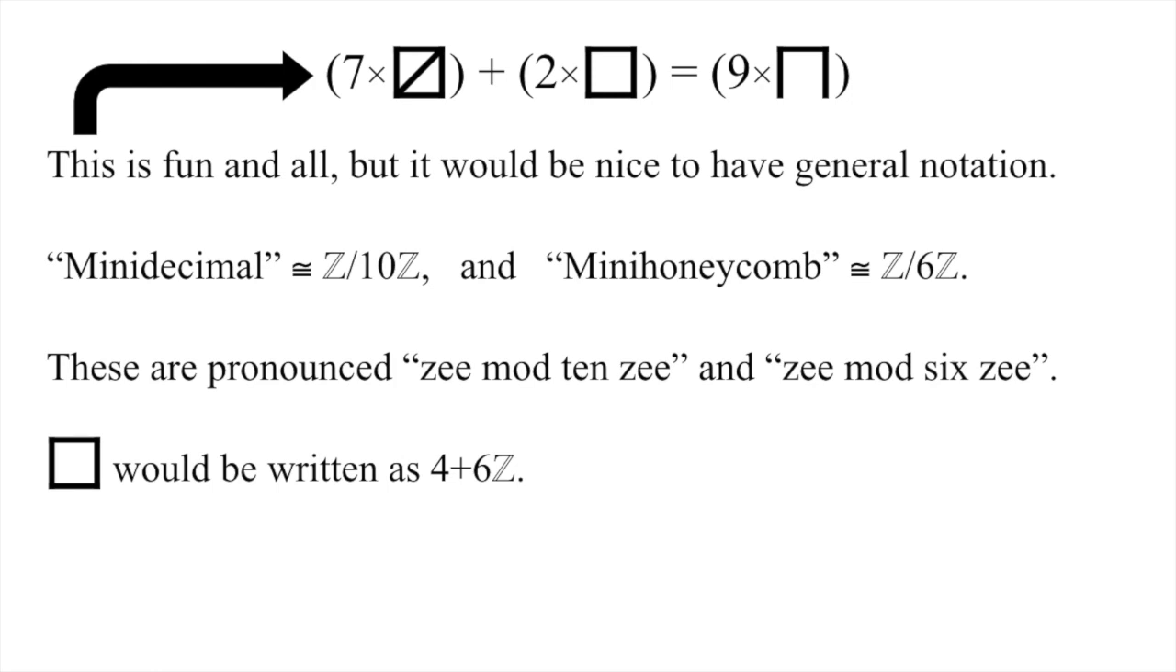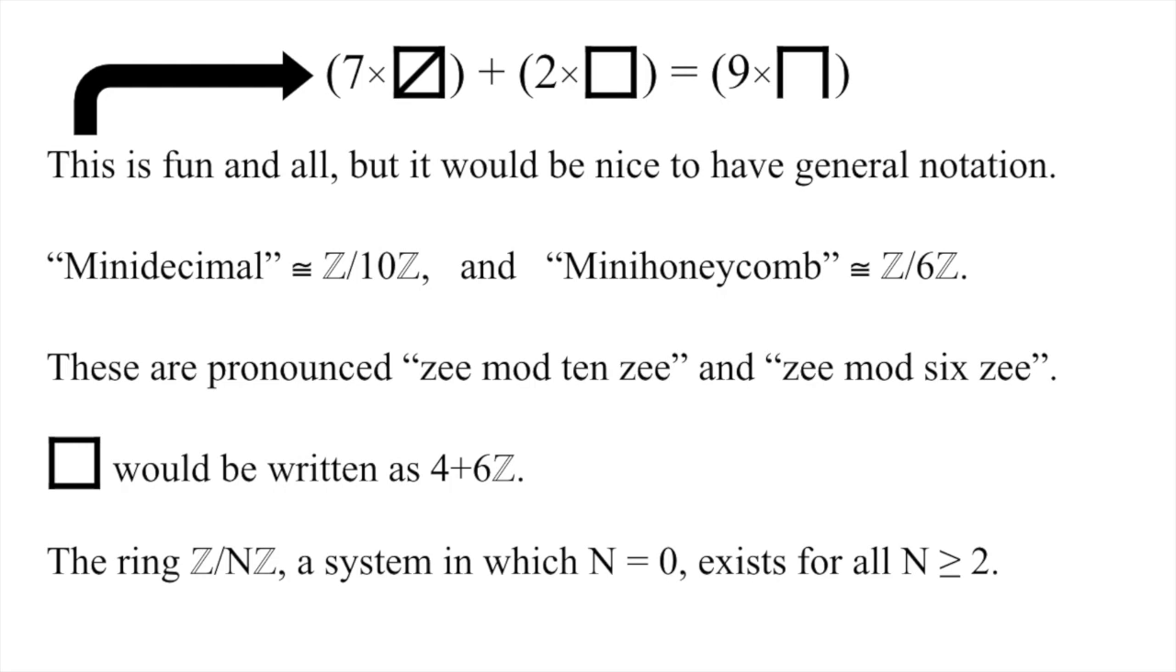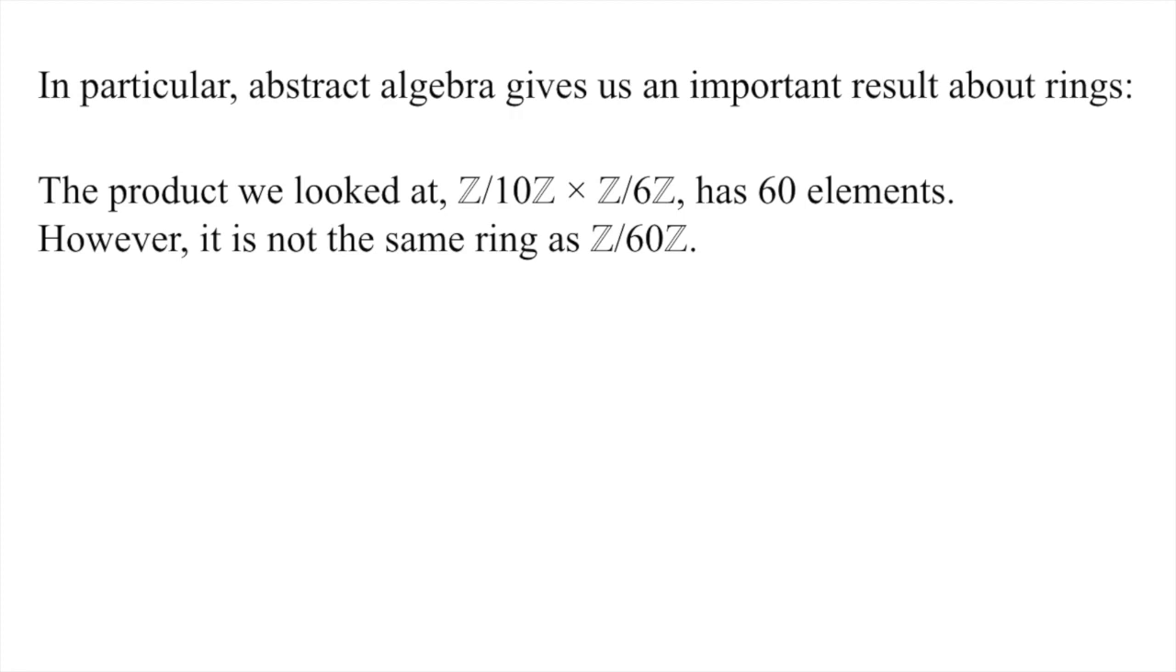In general, the ring Z mod nZ is the system in which n is equal to 0. This works for all n greater than or equal to 2. These kinds of rings have been studied a lot, and we have a lot of results about them. In particular, I'm going to steal an important result about rings from abstract algebra. See, the product that we just looked at, Z mod 10Z times Z mod 6Z, has 60 elements. However, it is not the same ring as Z mod 60Z.